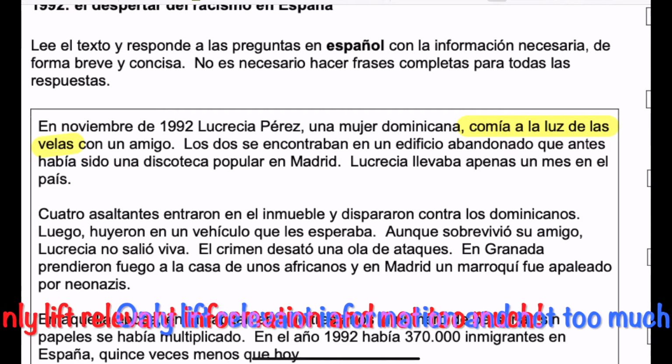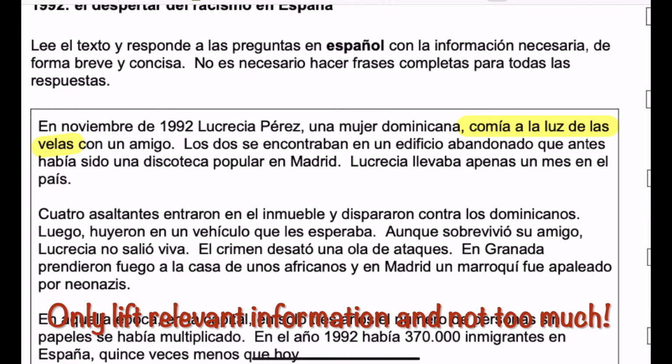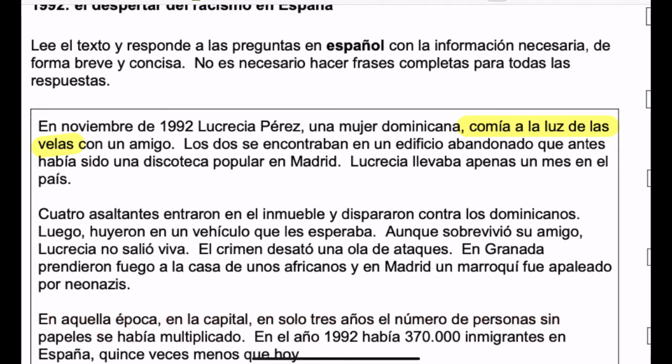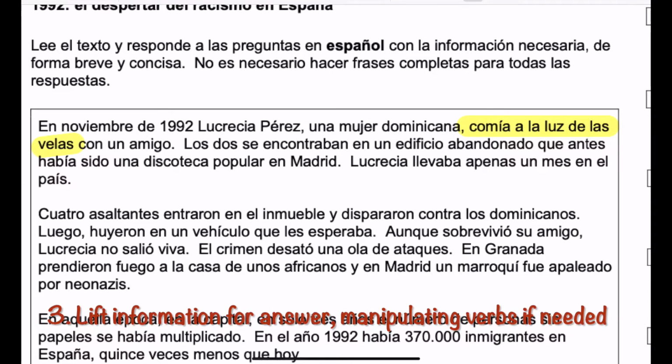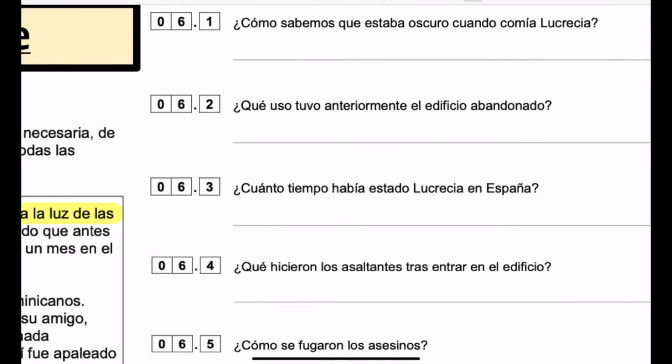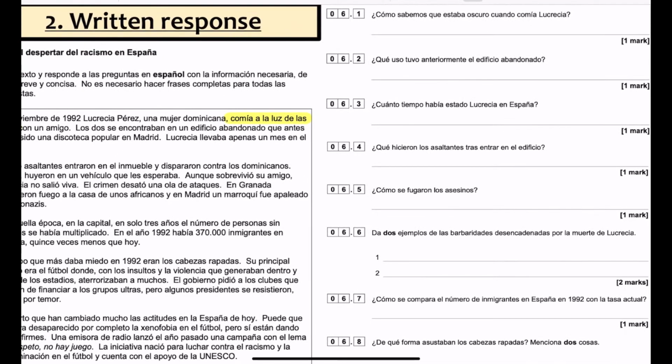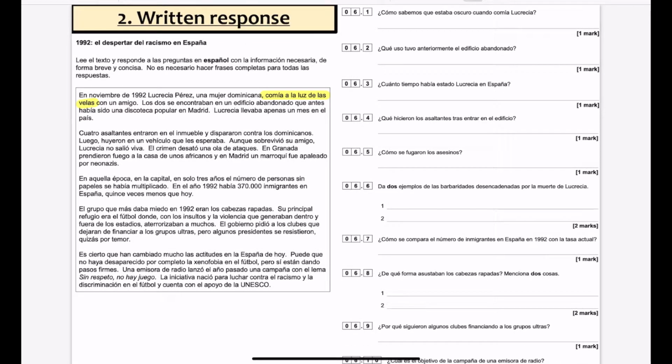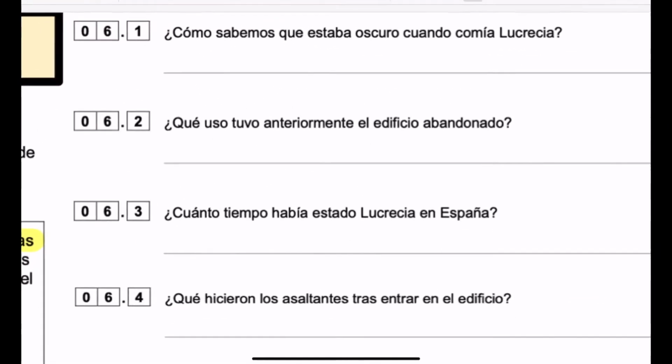Now, is the bit that she was eating with a friend important? No, it's not, because that doesn't add anything to the information about how we know it was dark. What tells us that it was dark was that she was eating at candlelight. So that's the bit that I'm going to lift for my answer. All I'm going to do now is go back to my question, look at the stem. ¿Cómo sabemos que estaba oscuro cuando comía Lucrecia? Do I need to change any of that from the text? No, I don't. I can just lift it exactly as it is. So I'm just going to write that in now.